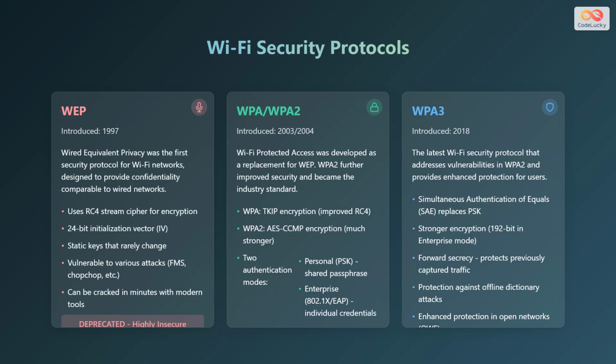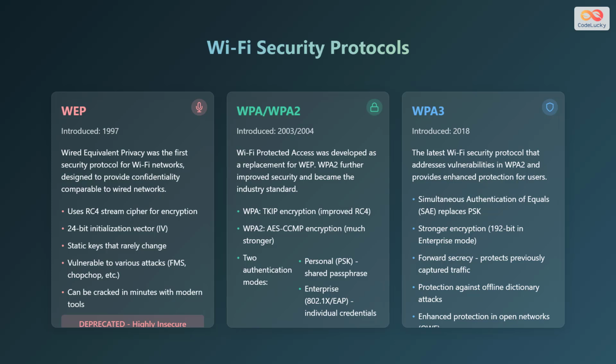The next is Wi-Fi Protected Access and Wi-Fi Protected Access 2, introduced in 2003 and 2004 respectively. Wi-Fi Protected Access was developed as a replacement for Wired Equivalent Privacy. Wi-Fi Protected Access 2 further improved security and became the industry standard. Wi-Fi Protected Access uses Temporal Key Integrity Protocol encryption, which is an improved RC4, while Wi-Fi Protected Access 2 uses Advanced Encryption Standard Counter Mode with Cipher Block Chaining Message Authentication Code Protocol encryption, which is much stronger.